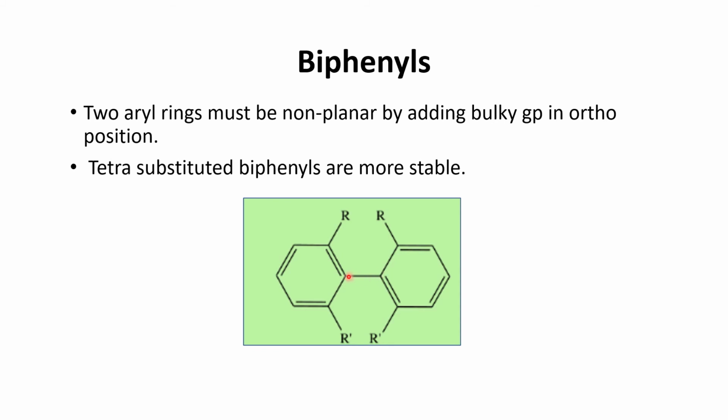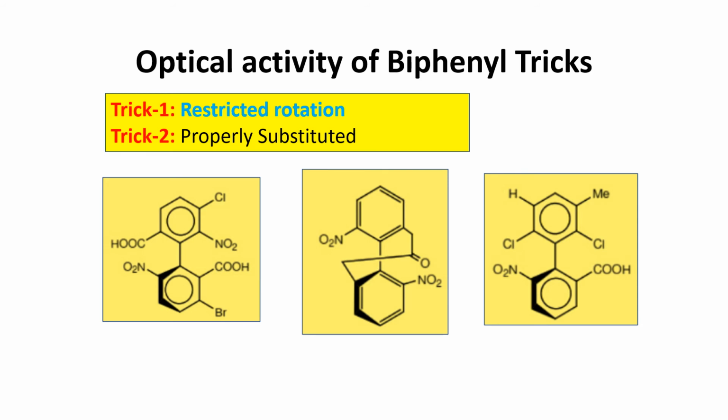Atropisomerism. The rings are actually perpendicular to each other, at a 90-degree dihedral angle. Okay, this you also need to keep in your mind. And how to find out the optical activity of biphenyl? What are the tricks? The restricted rotation and the proper substitution. These two are the main tricks which show an optically active compound. We will check one by one.